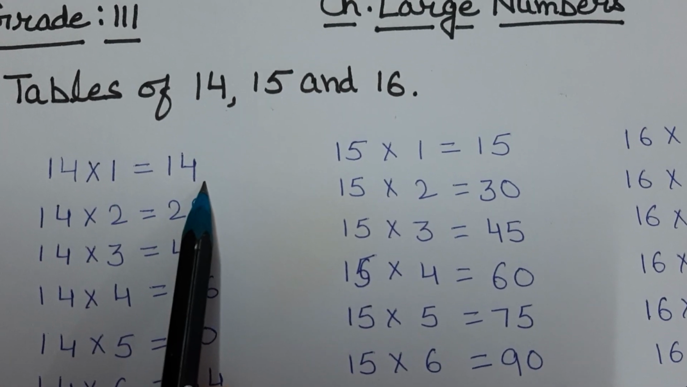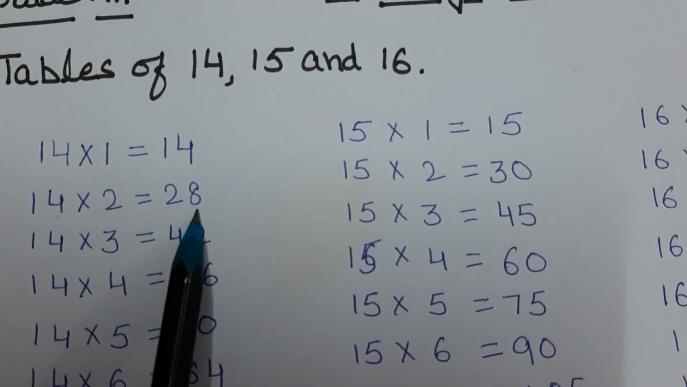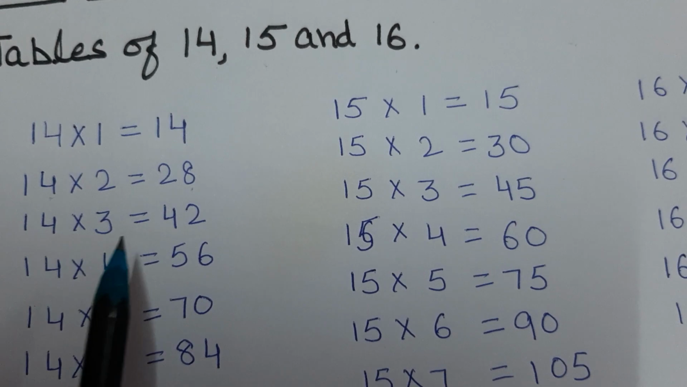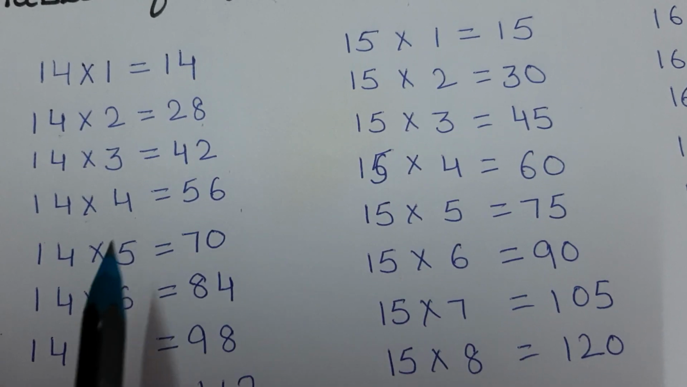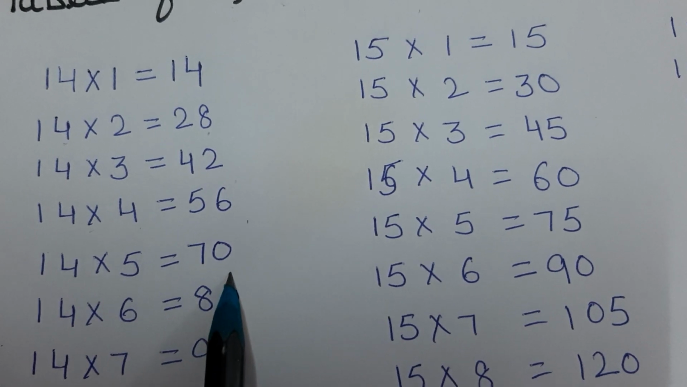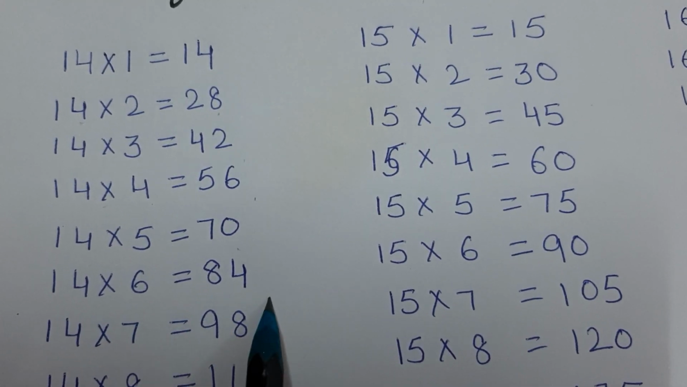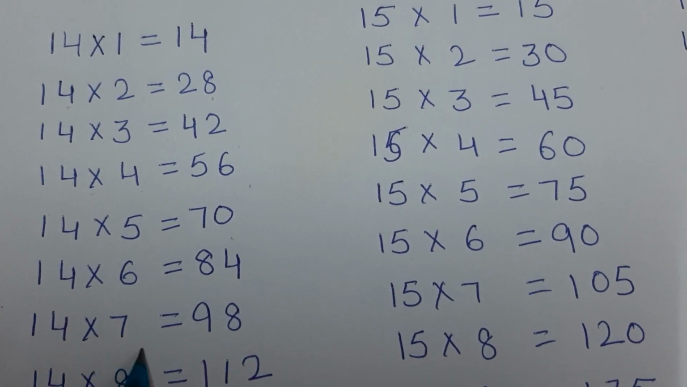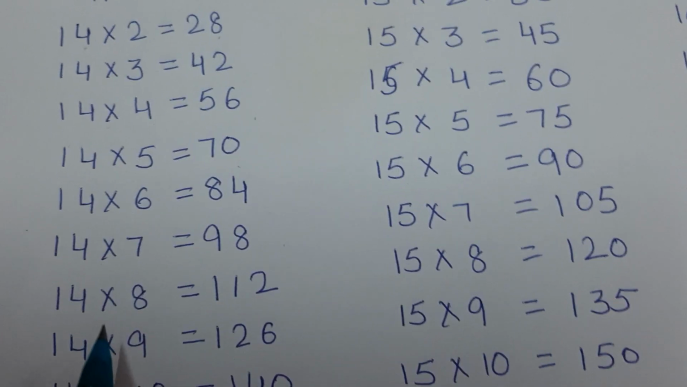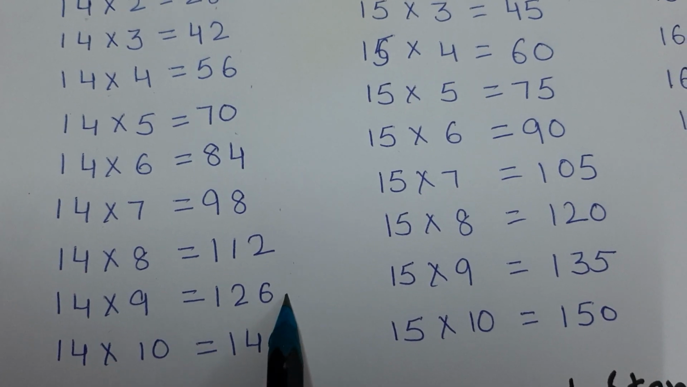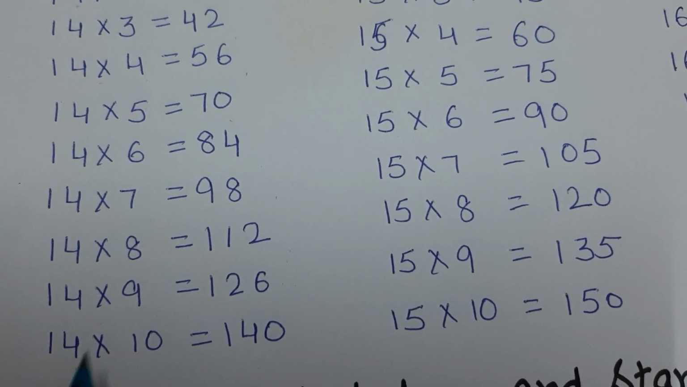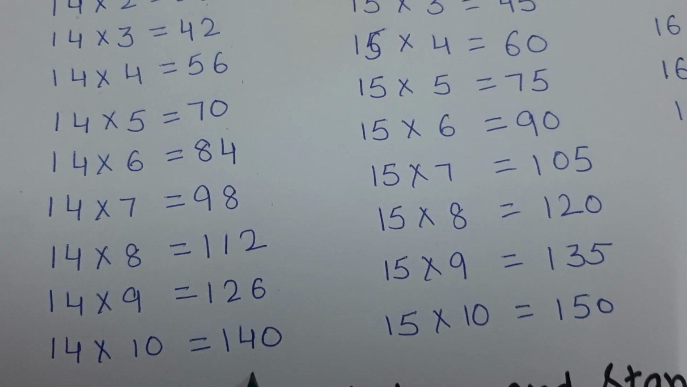14 ones are 14, 14 twos are 28, 14 threes are 42, 14 fours are 56, 14 fives are 70, 14 sixes are 84, 14 sevens are 98, 14 eights are 112, 14 nines are 126 and 14 tens are 140.